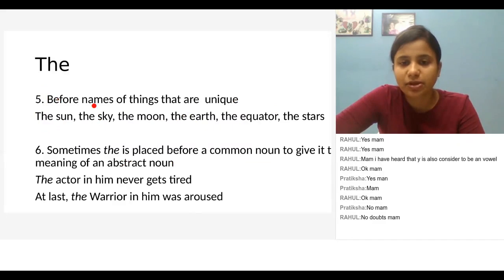Now the fifth rule says the is used before names of things that are unique. That is when we say the sun, the sky, the moon, the earth, the equator, the stars.